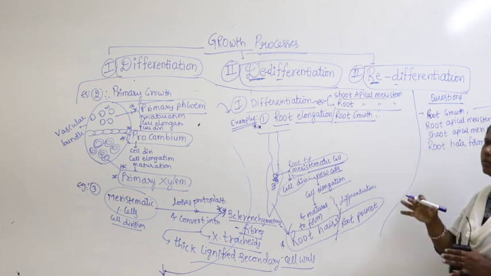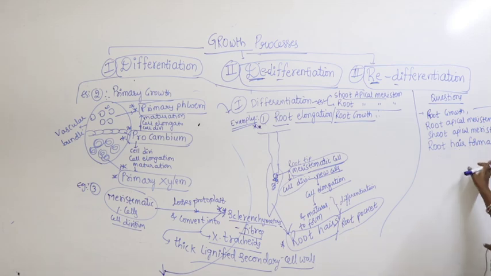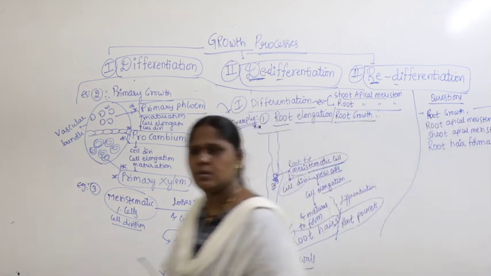They may ask you a fill in the blank. Root growth occurs by the process called what? Differentiation. Root apical meristem formation occurs by differentiation. Shoot apical meristem, differentiation. Root hair formation, differentiation. Is it visible for you? Let me check.